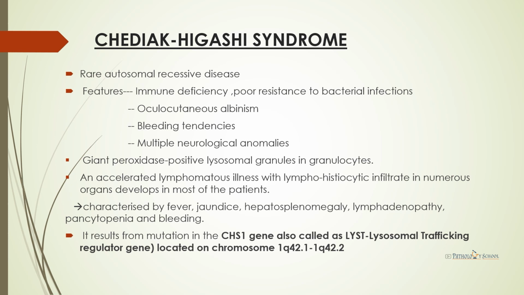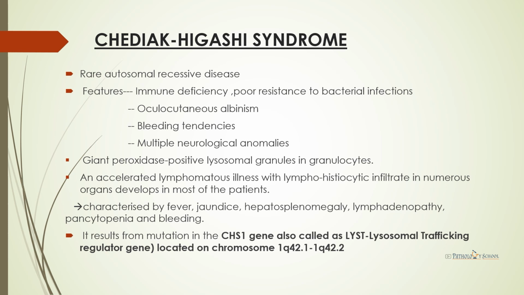Then there is Chediak Higashi syndrome, a rare autosomal recessive disease. This is characterized by abnormally large granules, which contain the substances but are not functionally effective. The features are immune deficiency and poor resistance to bacterial infection because of accumulation of large granules in the leukocytes. Oculocutaneous albinism occurs because of accumulation of large granules of melanin. So despite the melanin being there, it is functionally ineffective. There is bleeding tendency because of granules in the platelets, which are not functionally effective. Multiple neurological anomalies occur because such large granule cells are also seen in the nervous system.